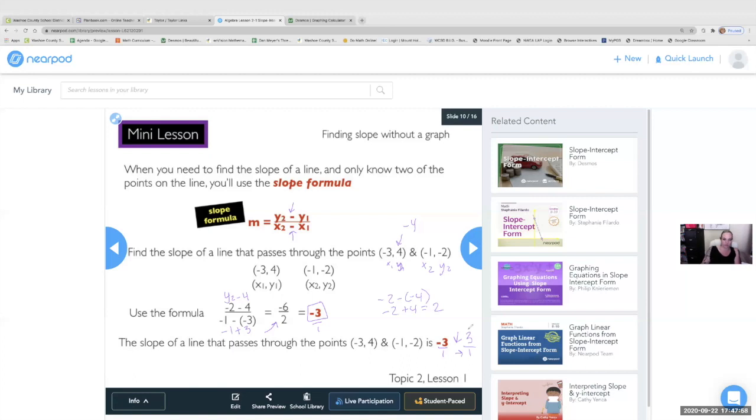Okay, so you guys are going to try it now. I'm going to give you one. You're going to do the points 5, 4, and -1, 6. So take a moment, apply the steps that were done here, and I want you to tell me what the slope is. You can pause it and come back when you're ready to check.